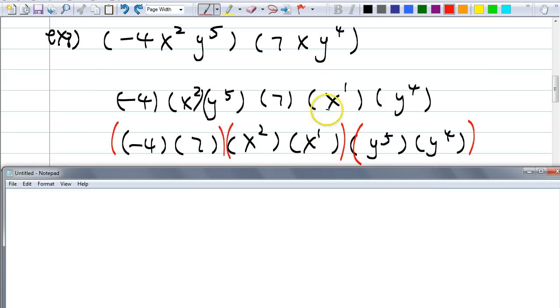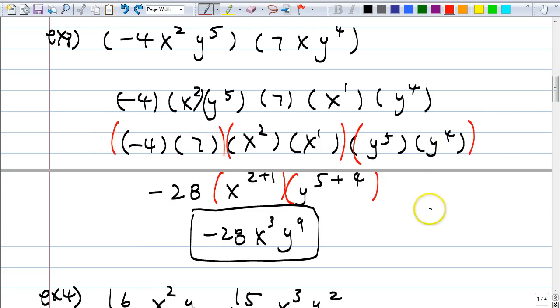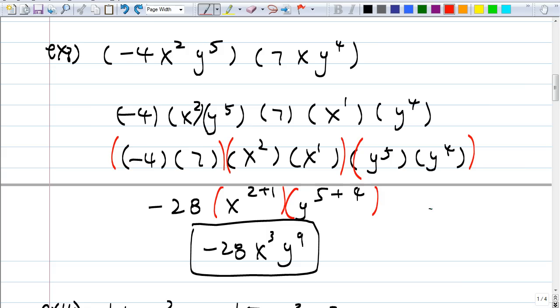You think it's a good idea to put down that invisible 1? Write it out? Okay. What about this? X to the fifth? Y to the fifth times y to the fourth, what do you get? Y to the 9. How many people got the answer here? Negative 28, x to the third, y to the 9th, raise your hand.